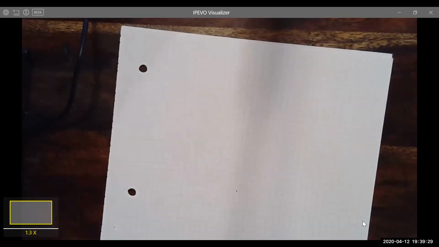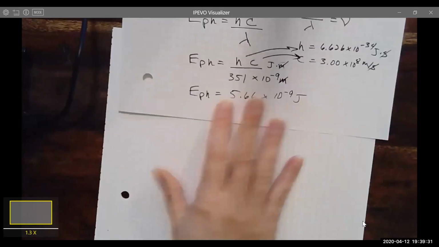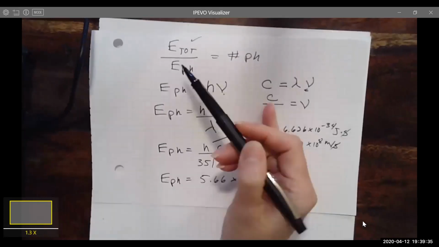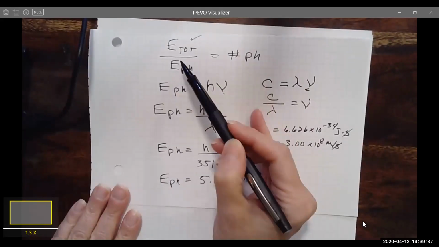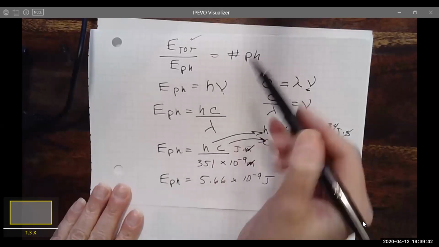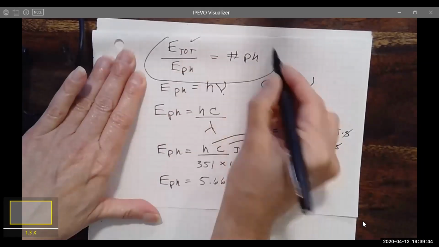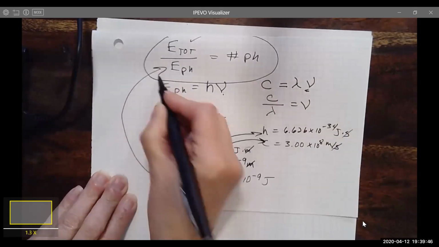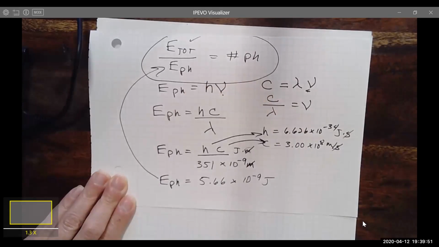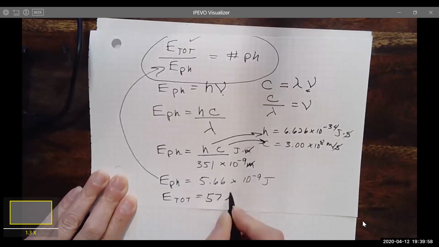Okay, so what we had up here is we said before that what we needed was energy total divided by energy of a photon is equal to the number of photons. That's what we're looking for. So this is the equation that we're trying to use. And we just found out the energy of a photon. But we said we had energy total because they told us that it was 57 kilojoules. So we know from before that energy total is 57 kilojoules. That's what they told us in the problem.